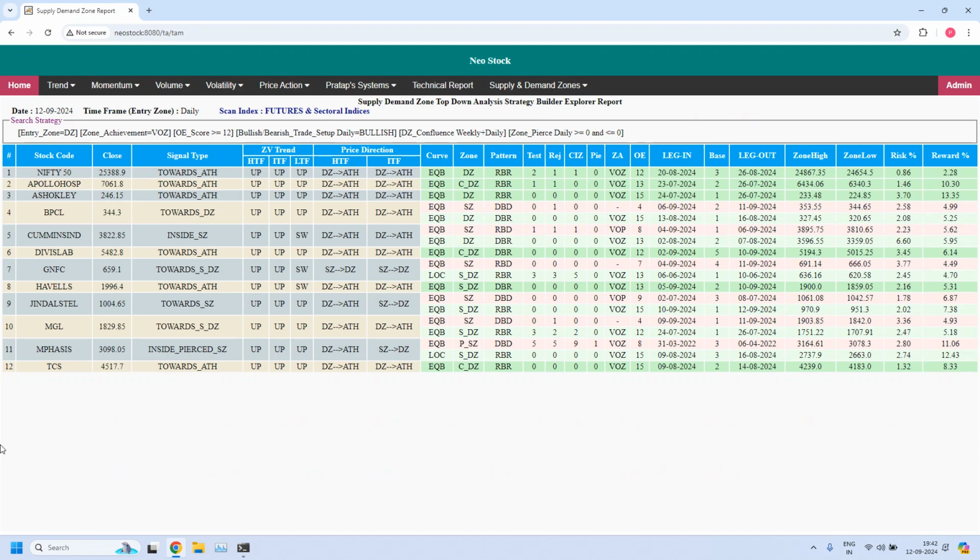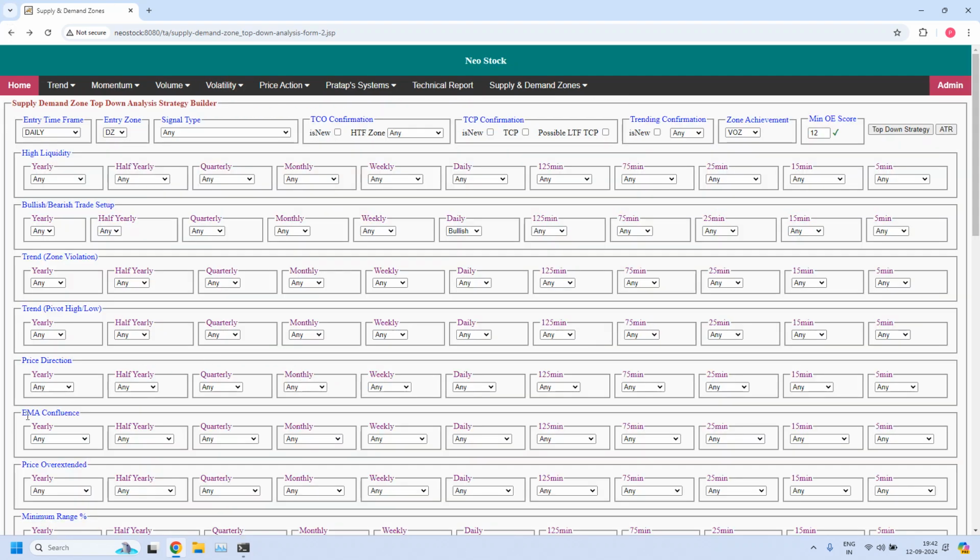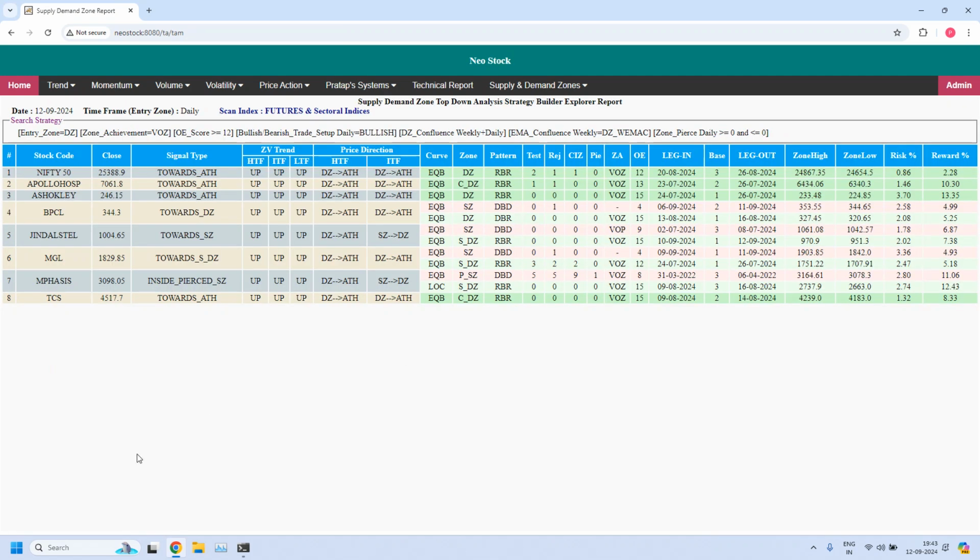That is ITF zones. Always in bullish trade setup, ITF trend should be uptrend. So in all these 12 stocks, if any of the stocks are having weekly EMA confluence, that is an even higher probability trade setup. So for that, I am going to add the EMA filter. In EMA confluence, weekly time frame, let us check weekly demand zone with weekly EMA confluence. I enable the filter. Let's verify.